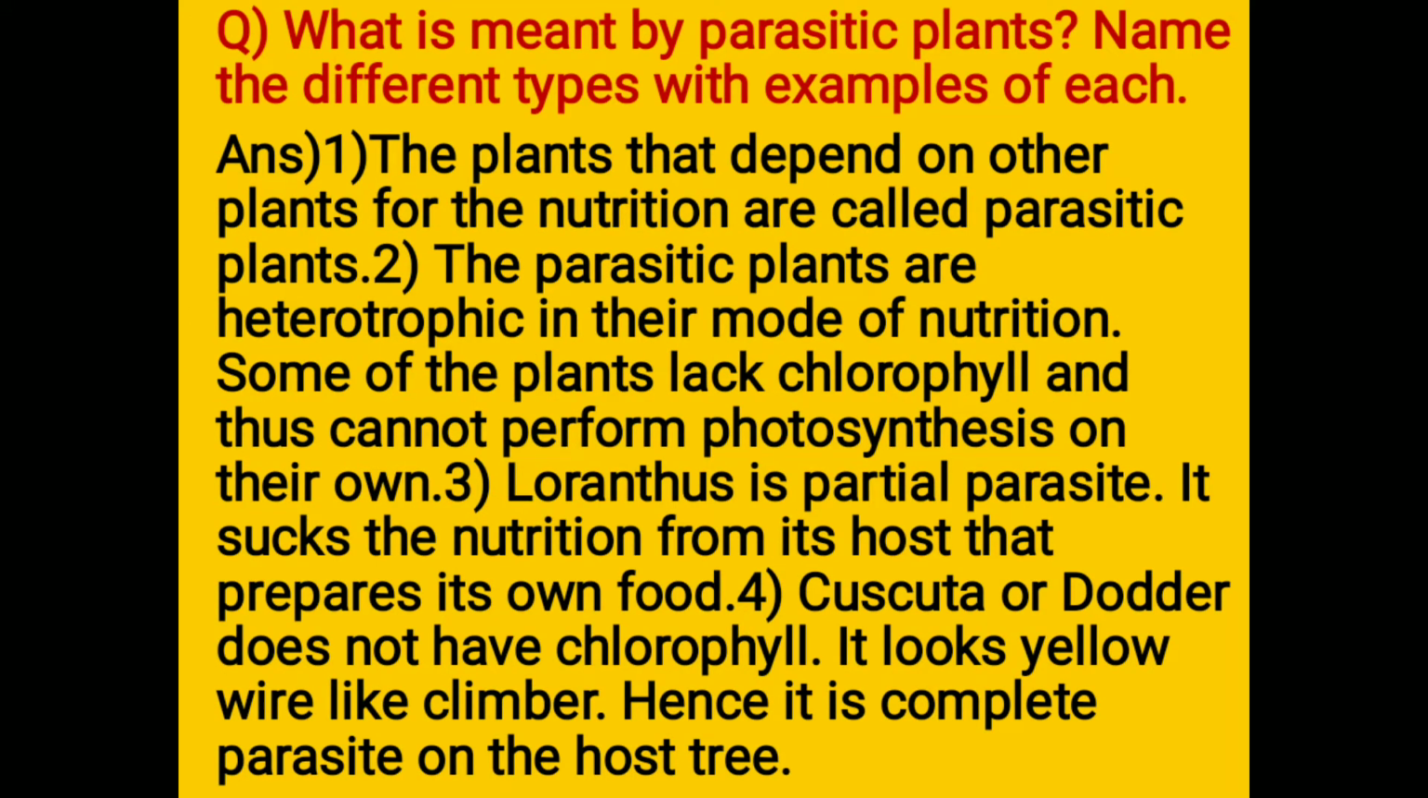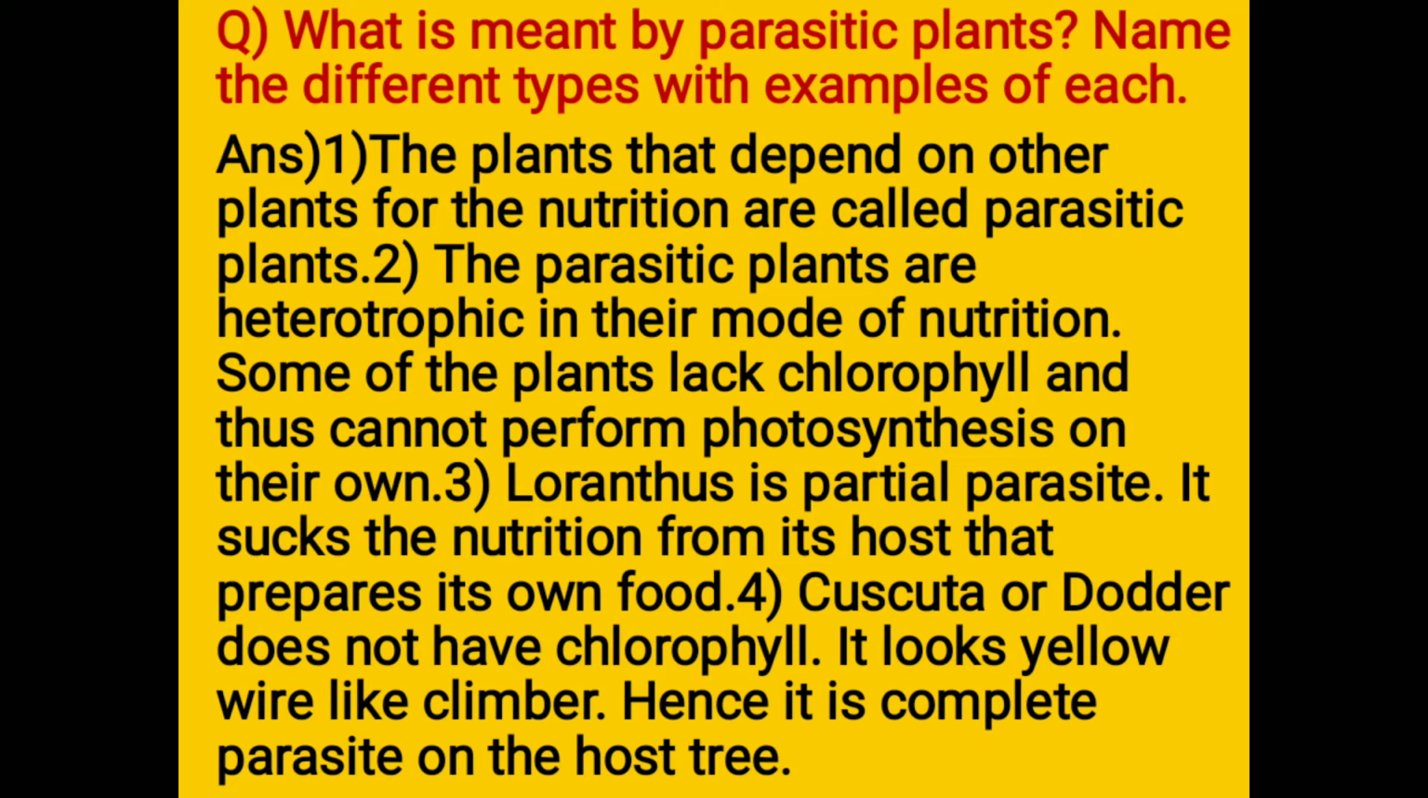What is meant by parasitic plants? Name the different types with examples of each. Answer. Point number 1, the plants that depend on other plants for nutrition are called parasitic plants. Number 2, the parasitic plants are heterotrophic in their mode of nutrition. Some of the plants lack chlorophyll and thus cannot perform photosynthesis on their own.